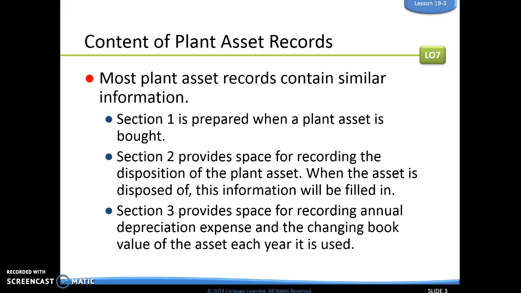So most plant asset records usually contain 3 sections, and on those 3 sections, the first section is going to be prepared when we buy that plant asset. The second section is going to be when we dispose of that plant asset. And then the third section is going to be for recording the annual depreciation and the book value of the asset each year.